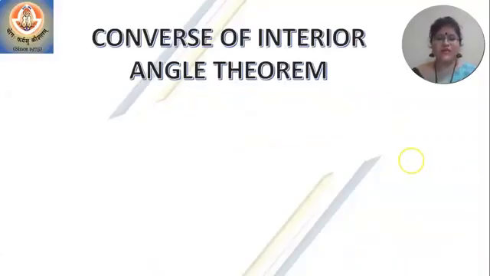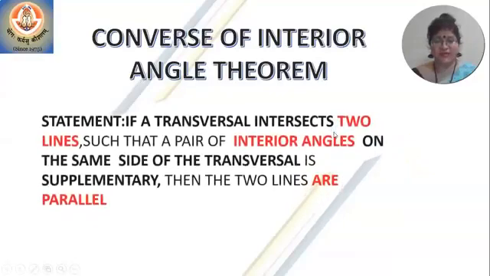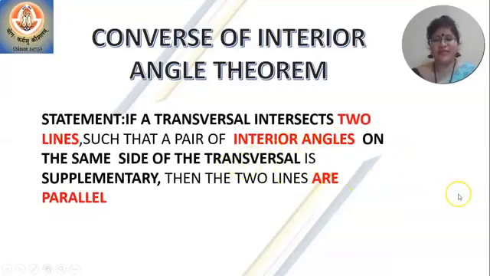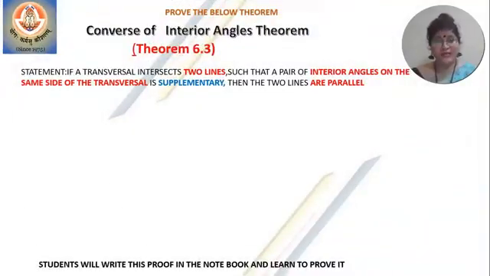The converse of interior angle theorem statement. If a transversal intersects two lines such that a pair of interior angles on the same side of the transversal is supplementary, then the two lines are parallel. In all these converse theorems, the lines are not yet parallel. You have to prove the lines to be parallel. So first you make a note of the statement, write down the heading, converse of interior angle theorem.